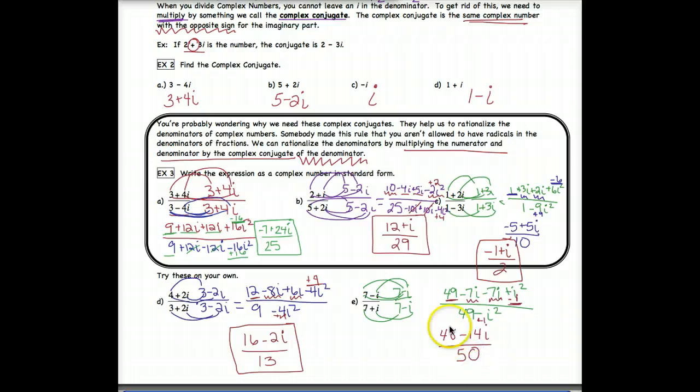My i's are gone from the denominator, so I'm good on that. Looking for ability to reduce. All of these are even numbers, which means at the very least they're all divisible by 2. So if I reduce them all by 2, that gives me 24 minus 7i over 25. And there's nothing else that divides all three. They have to be divisible by all three to reduce. So that is all I can do.